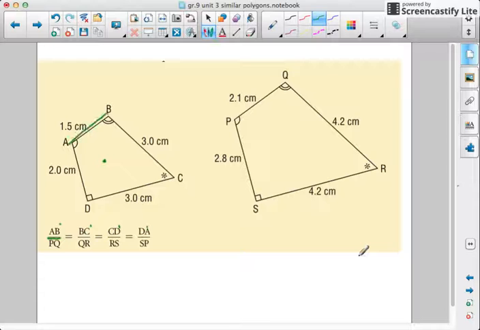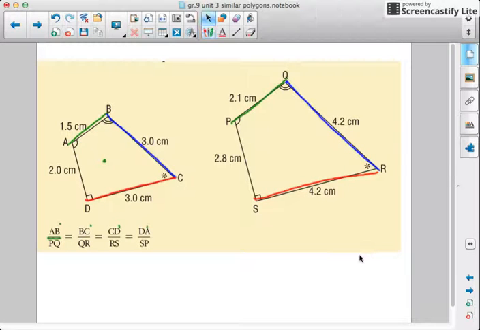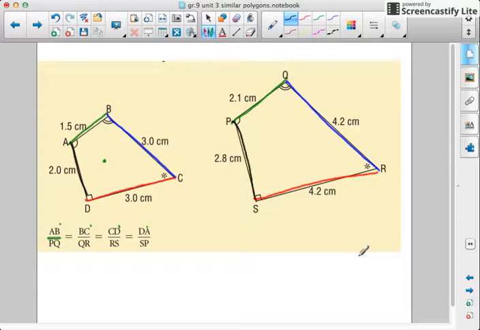So AB matches up with PQ. So AB divided by PQ has to give you the same number as BC divided by QR. That has to give you the same number as DC divided by SR. And it has to give you the same number as AD over PS.